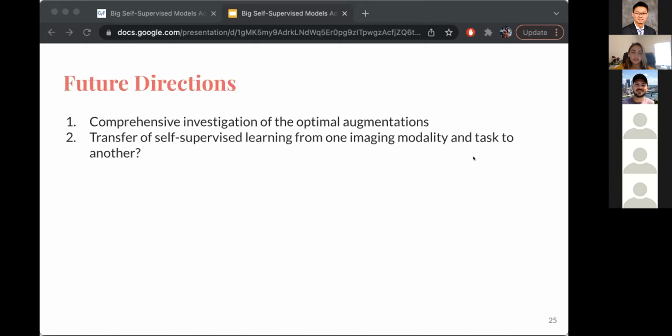The future directions for this paper could be a more comprehensive investigation of the optimal augmentations, since they play a huge role, as we showed, when we do the augmentations on each image. Another thing could be seeing whether transfer of self-supervised learning from one imaging modality and task to another is possible, and how that works.